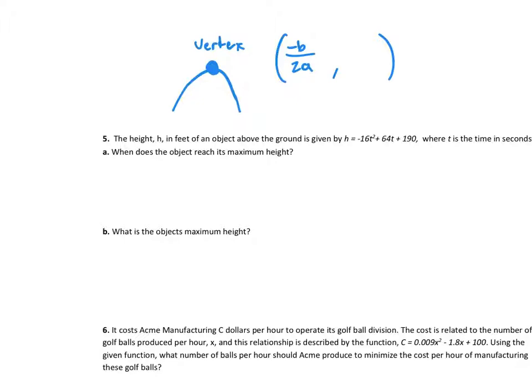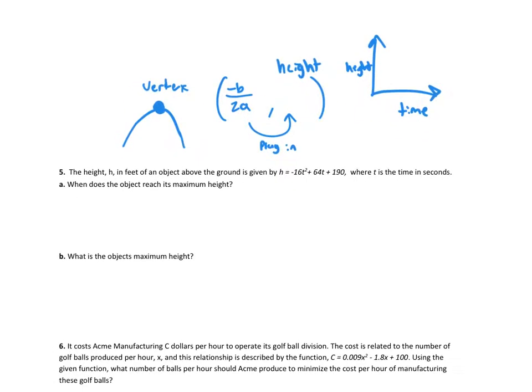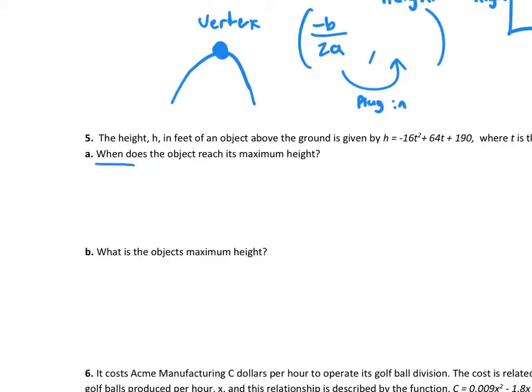And then we plug in the negative b over 2a into the original equation, and that will tell us the height. Because when you're looking at an axis, we'd have the time as the x and height as the y-axis. So we need the y-coordinate of our vertex. And so we'll actually need both, because A says when, so when is the time, is the x. And then what, that's the height. So all this is really asking us to do is find the vertex.